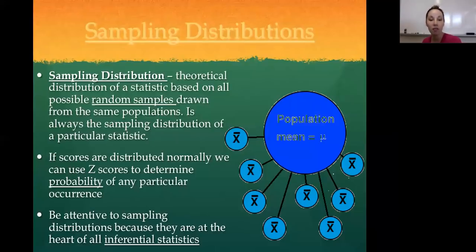So here we have our definition of sampling distribution. It's a theoretical distribution of a statistic based on all possible random samples drawn from the same population. So here we've got a theoretical distribution like we learned in Chapter 7. A theoretical distribution is one that is based on math and logic rather than actual data being drawn. So it includes all possible random samples drawn from the same population. So another key word here is random samples.